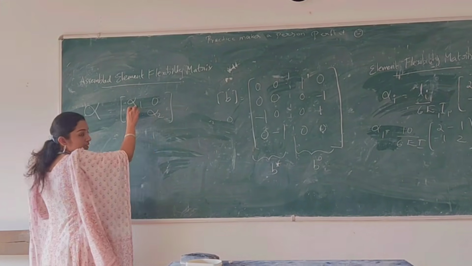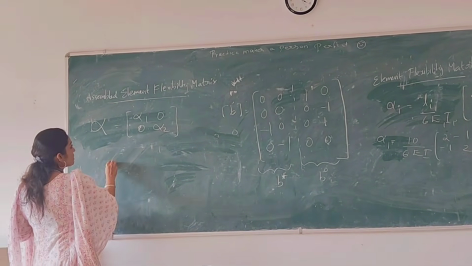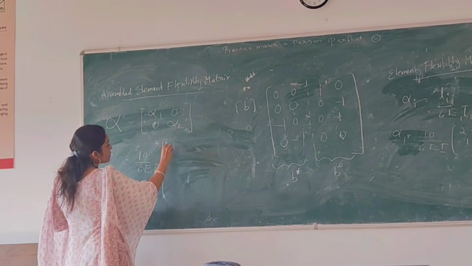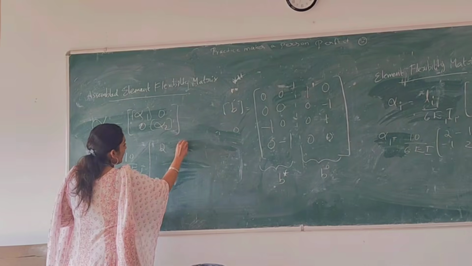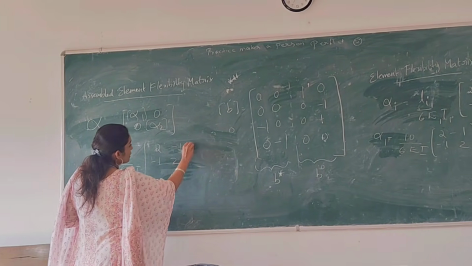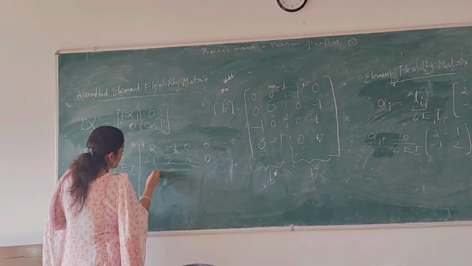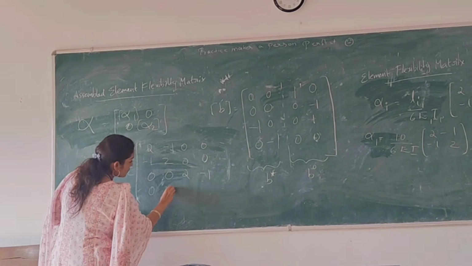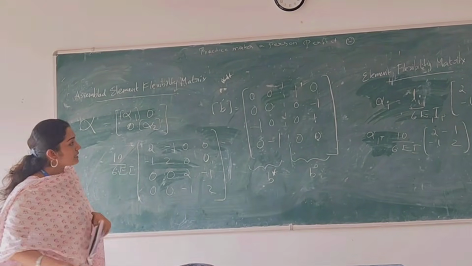Okay, so this alpha 1 is going to be one matrix and alpha 2 is going to be another matrix. So how can we assemble this? 10 by 6 Ci is going to be common, right? So alpha 1 was 2 minus 1 minus 1 2. This was going to be 0 0 0 0. This is going to be 0 0 2 minus 1 0 0 minus 1 2. So this is your assembled element flexibility matrix alpha.